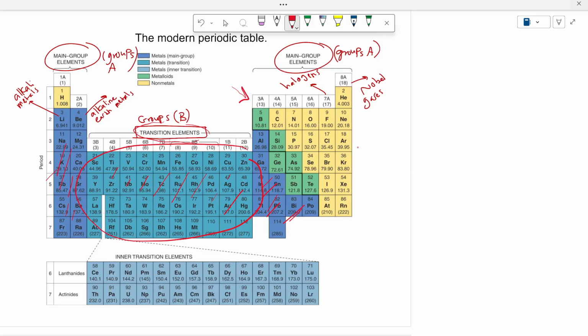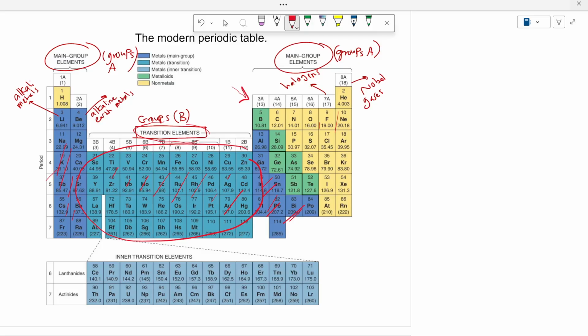All elements in yellow are called non-metals. Those elements in yellow are non-metals. In between, we can find 1, 2, 3, 4, 5, 6. These green elements are called metalloids.